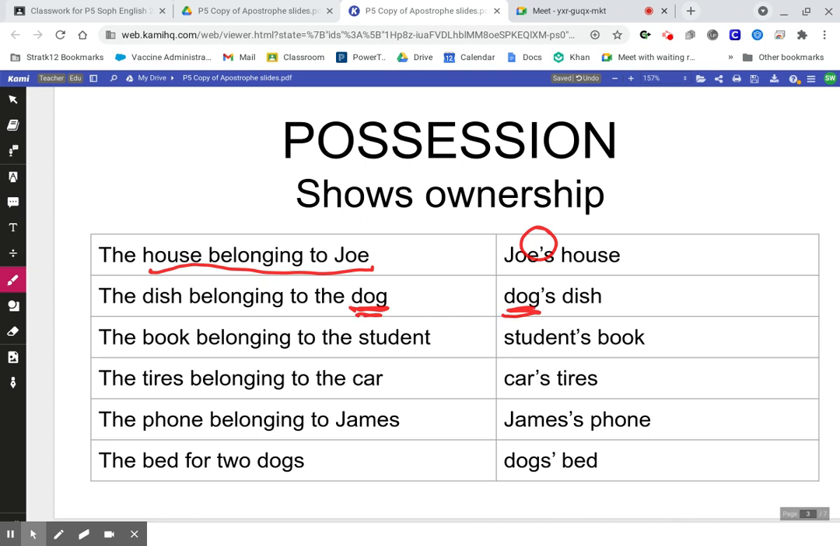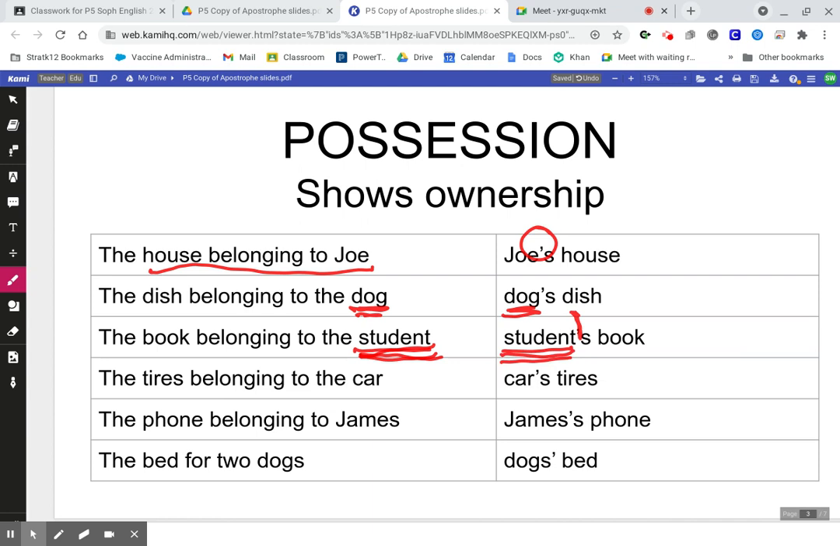So the book belonging to the student, who's the owner? Someone scream it out. Exactly. The owner is the student. So therefore the apostrophe is going to go after the student. So student, and then the apostrophe. So the book belonging to the student becomes the student's book. Notice the way we put an S after the apostrophe? That's so you can hear it.